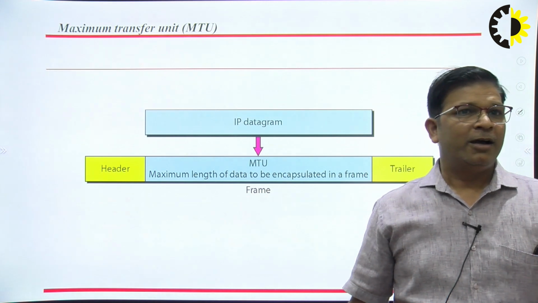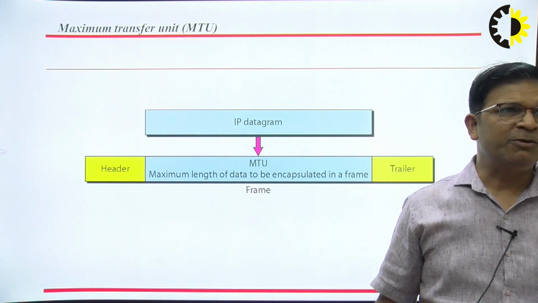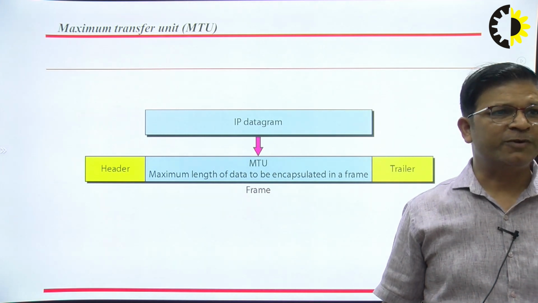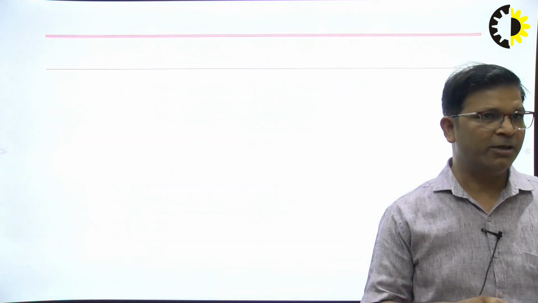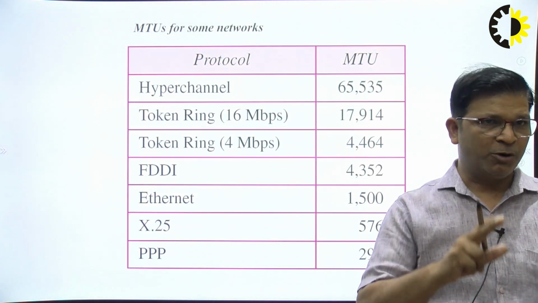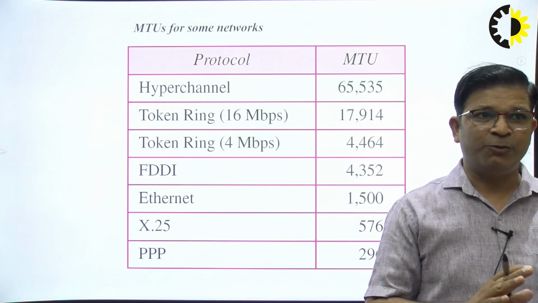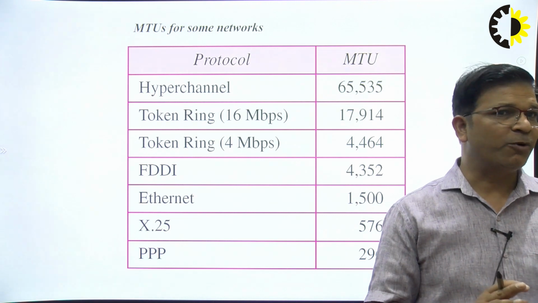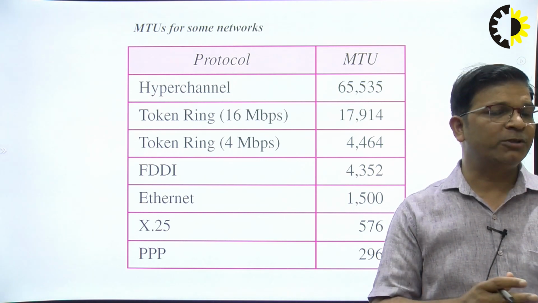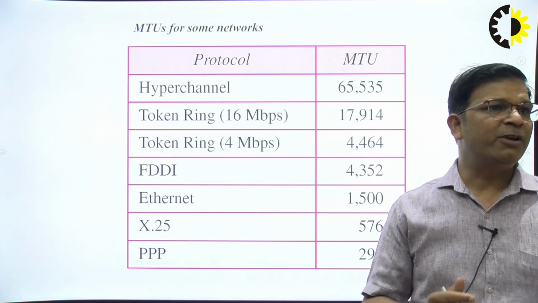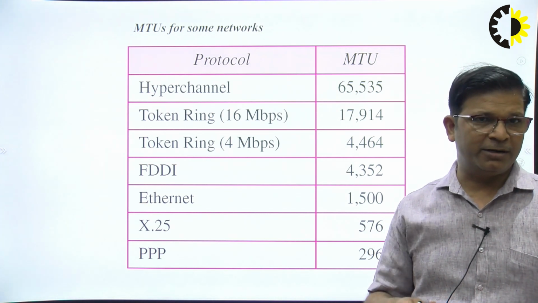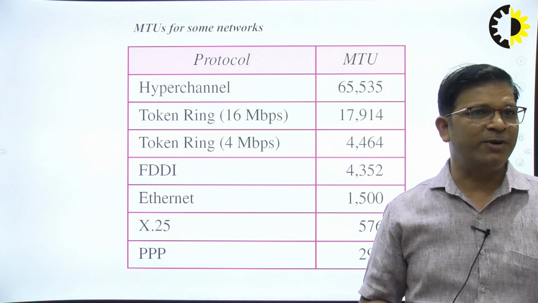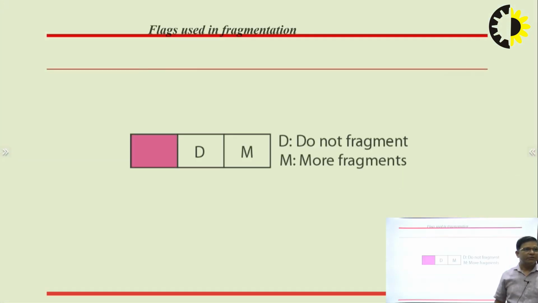We studied in the previous lecture about the maximum transfer unit. This is the maximum size of data we can deliver from source to destination. It depends on the different protocols. If we are using token ring with 4 Mbps, then the MTU is 4464 bytes. If we are using FDDI, then 4352. Similarly, if we are using Ethernet on the local network, then we transfer 1500 bytes of data from source to destination. We discussed this in a very fast way.